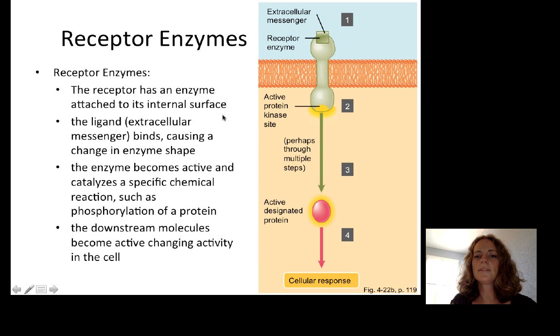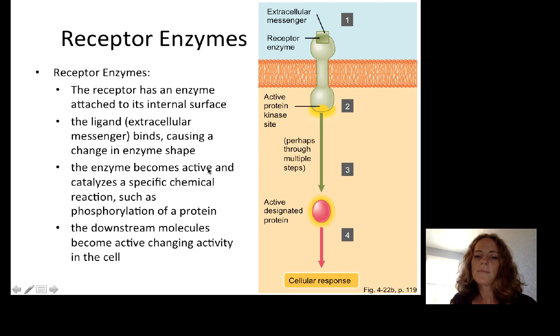Receptor enzymes are slightly different. So rather than opening when they bind to their ligand, they actually have changes on the internal surface of their cell. So in this case, the receptor has an enzyme attached to its internal surface. And when the chemical binds to that receptor, it alters the shape or the activity of that enzyme, and that will cause a change in some enzyme process within the cell.